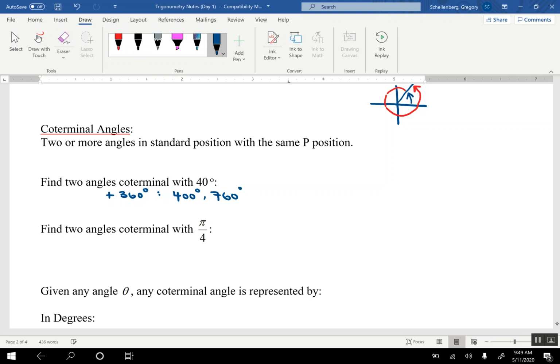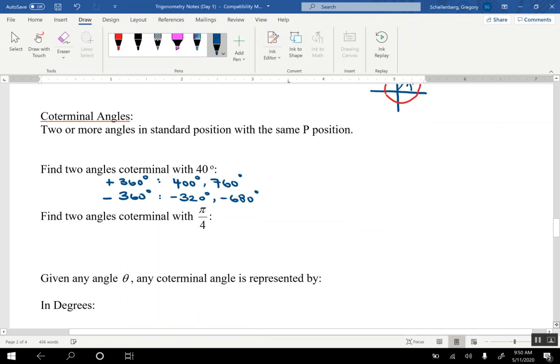We could also subtract 360 degrees. So we're going to get negative 320 degrees and negative 680 degrees. Those angles are coterminal with 40, and they're all coterminal with each other.